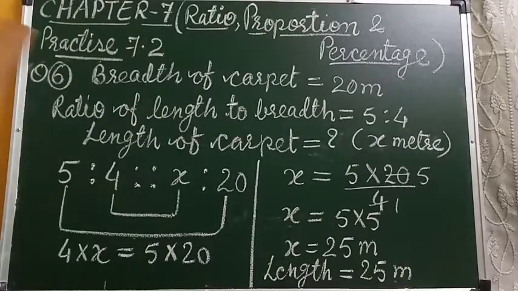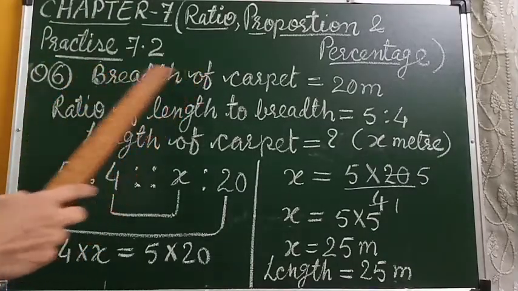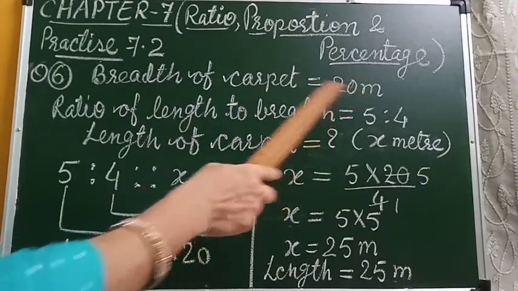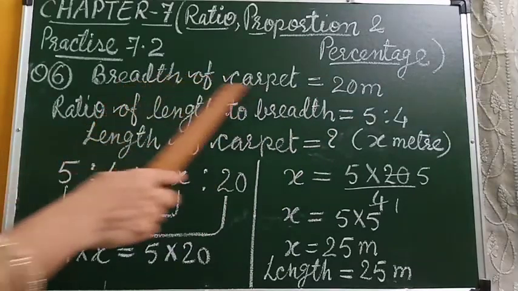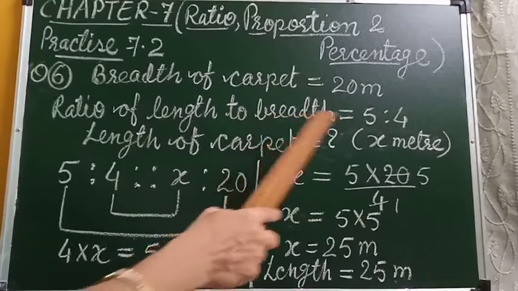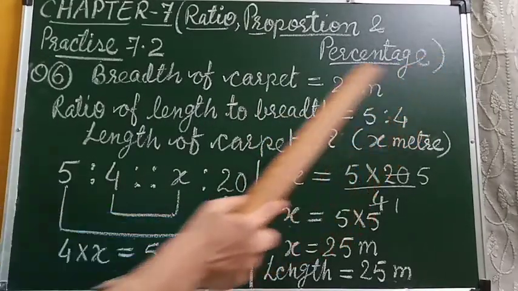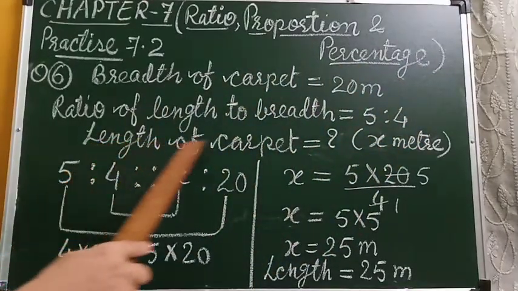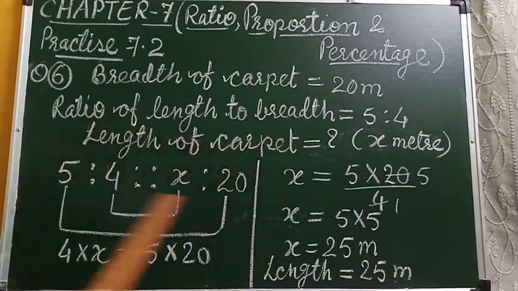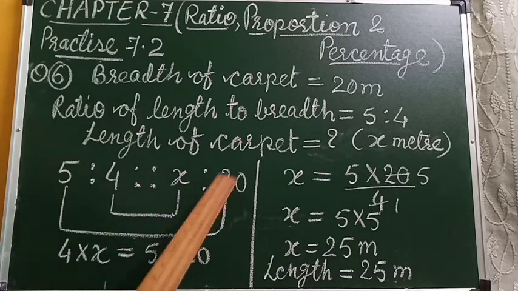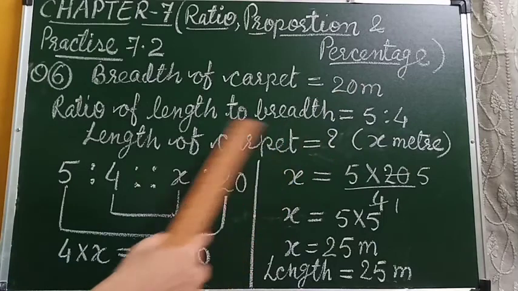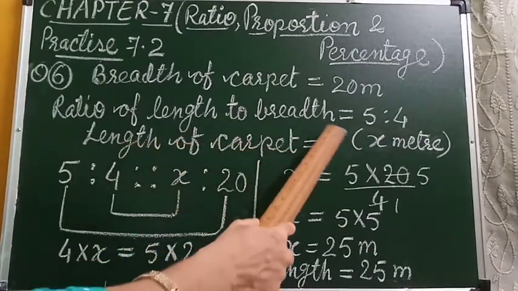So students, let's take one word problem on proportion. In this question, the breadth of the carpet is given as 20 meter. A carpet is there and the breadth is given as 20 meter and the ratio between length and breadth is given as 5 is to 4. What do we have to find here? The length of the carpet we have to find. But we all know in proportion 4 terms are needed. So here 3 terms are there. So the length of the carpet is the 4th term that we have to find.